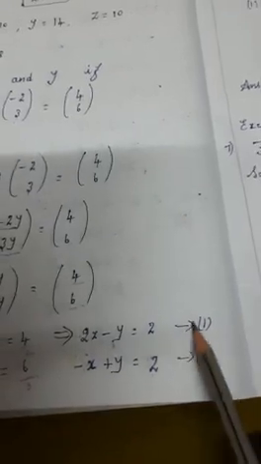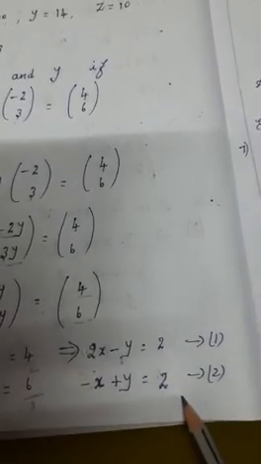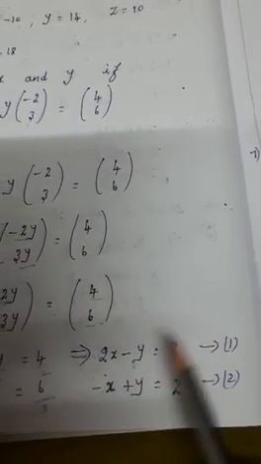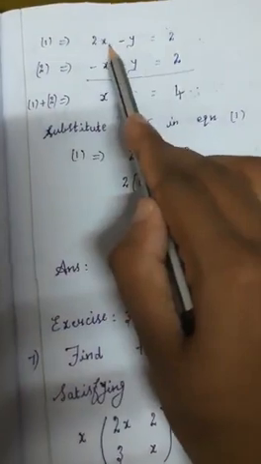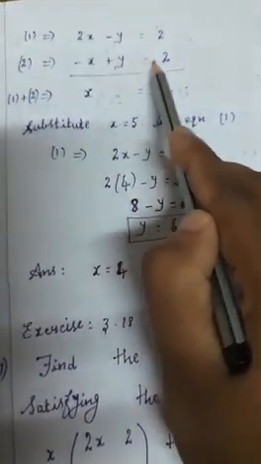Okay, so now you have got equation 1 and equation 2. We are going to solve these two equations, then you will get the value of x and y. So now the first equation is 2x minus y is equal to 2. Second equation implies minus x plus y is equal to 2.